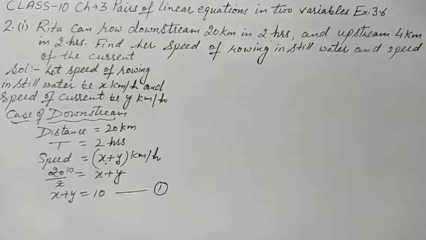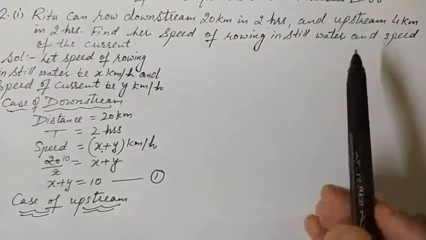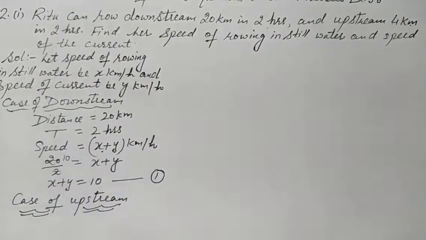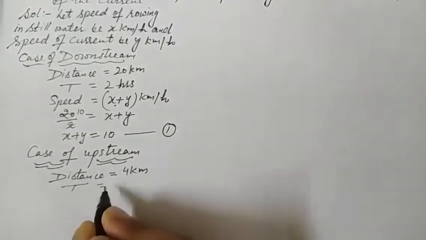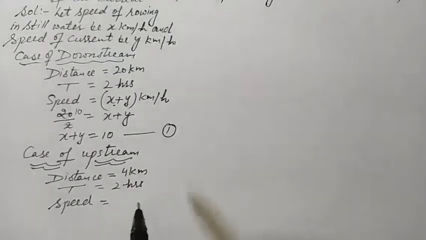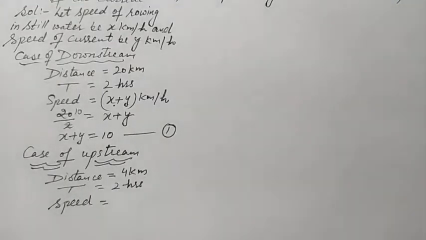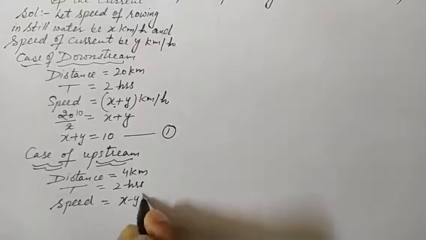So now we'll take the case of upstream. In upstream, it covers 4 kilometer in 2 hours. So it means distance is 4 kilometer and time is 2 hours. So again we know speed while in upstream. Here in upstream the speed of the water gets subtracted from the speed of the boat. So it means it is x minus y kilometer per hour.